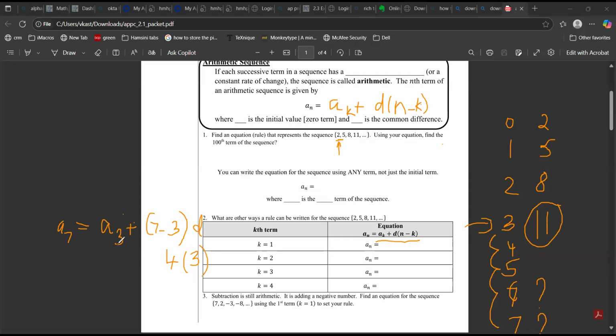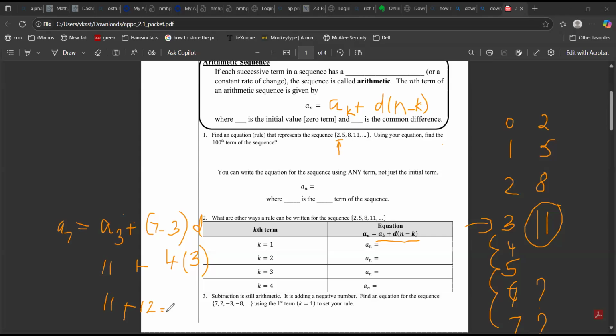Yeah. So A3 is 11. 11 plus 4 times the common difference. Common difference is 3, right? So this is A3, 11, plus 4 common differences. 4 times 3 is 12, right? 11 plus 12 is what? So your output would be 23.